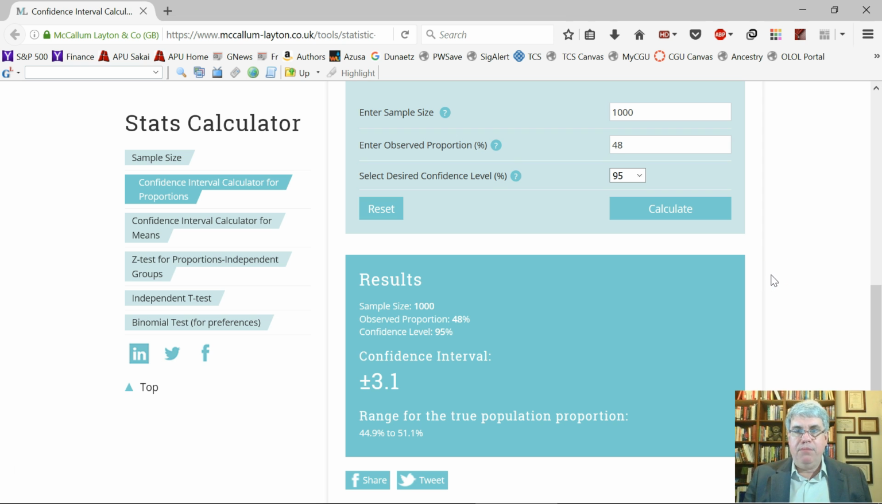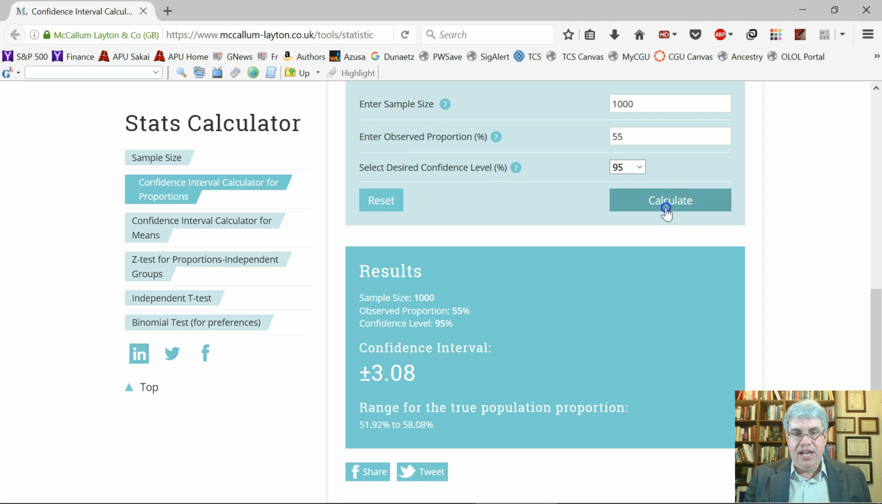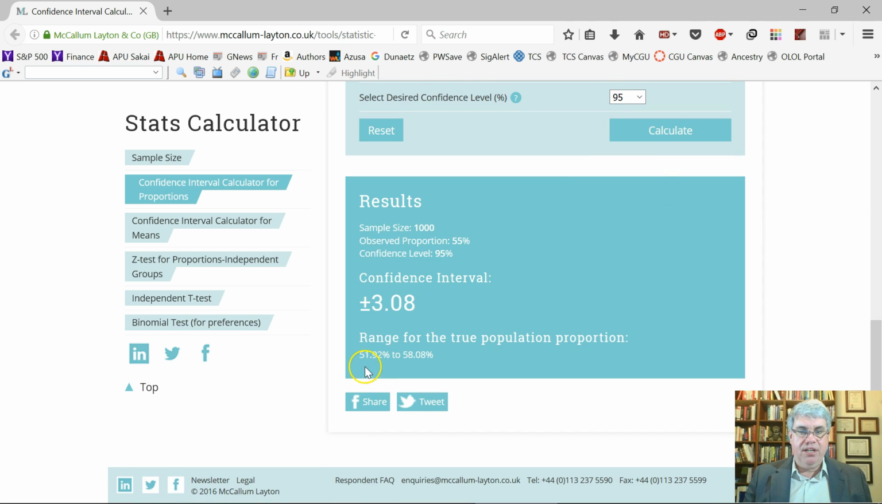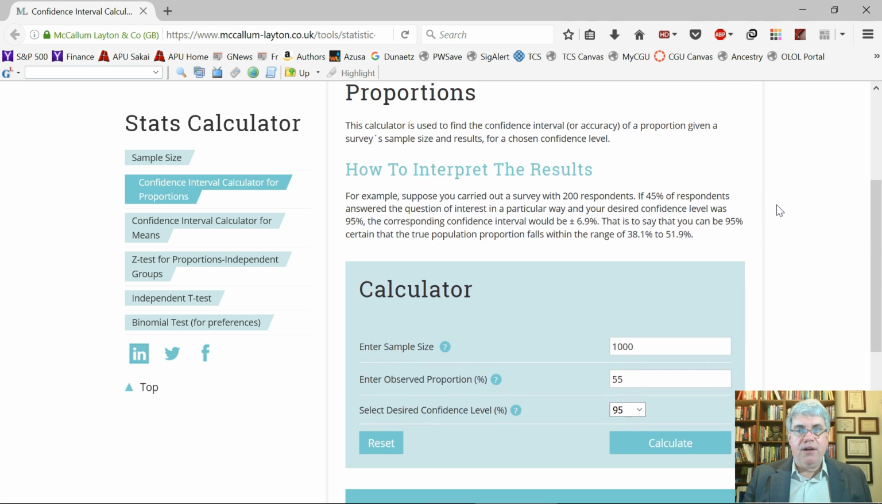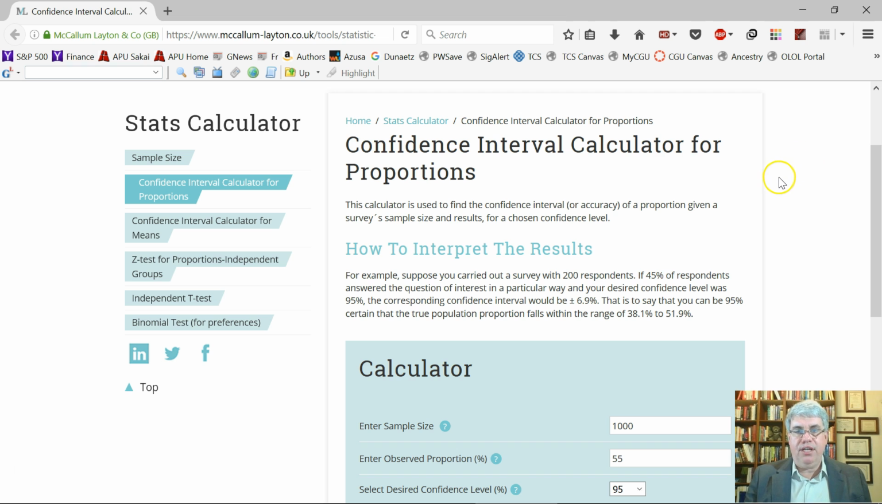But if it's anything more drastic, let's say it was 55% for the candidate, we calculate that, we'll see that the confidence interval would range from about 52 to 58, and we could be pretty sure that the candidate with a 55% lead would win. So this is how we calculate confidence intervals for proportions using an online confidence interval calculator for proportion.